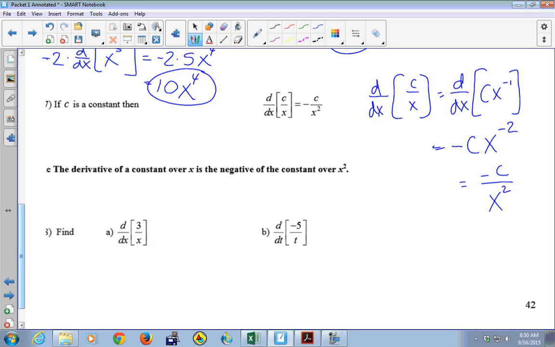So d dx of 3 over x, that would be -3 over x squared, right, according to that rule. The negative of the constant over x squared. And d dt of negative 5 over t is the opposite, so I'm going to make it positive 5 over t squared.